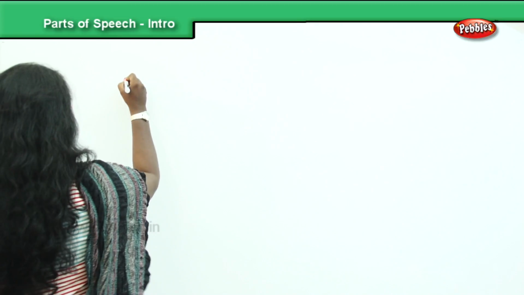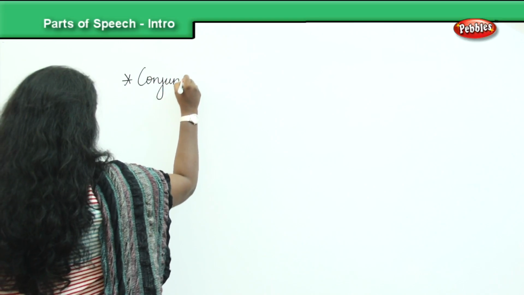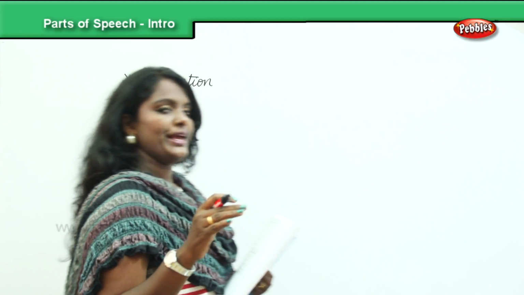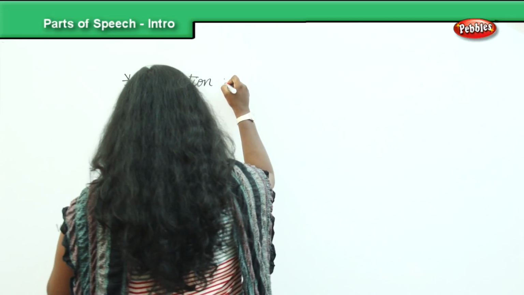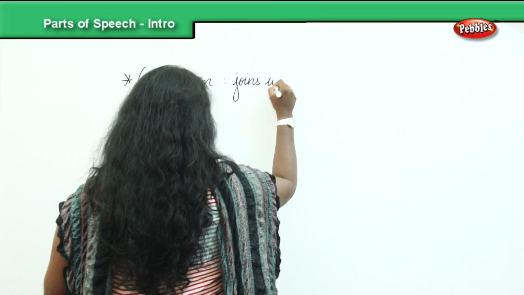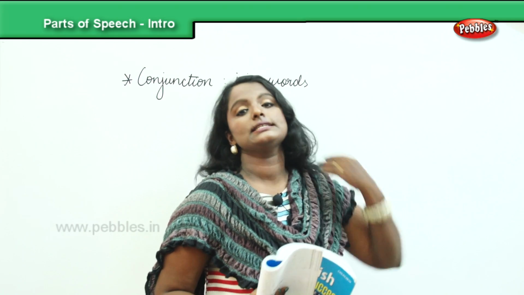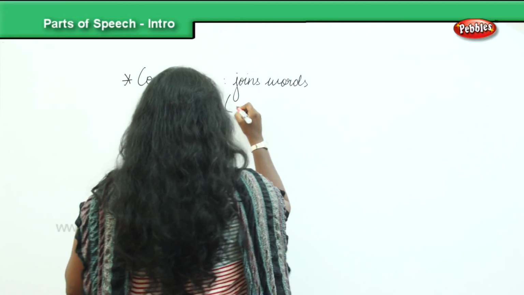We are going to move on to the last set of the parts of speech. Conjunction. I'm sure you know what a conjunction is. We had learned or discussed the same in the previous sessions. Conjunction joins words: if, and, but, yet, since. Right? So there are many like that. Let's see the various types.